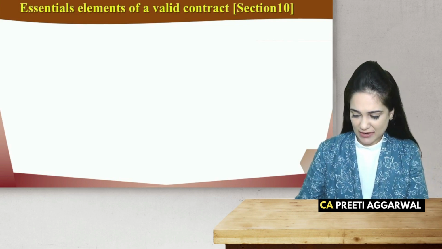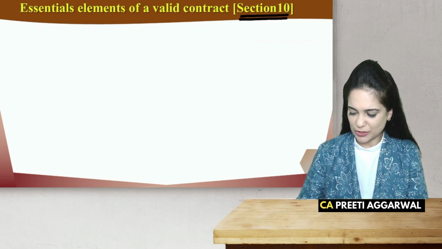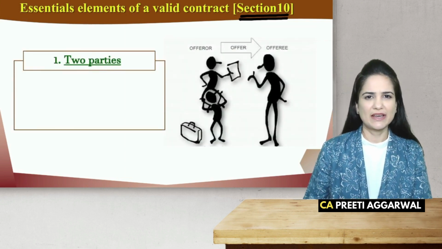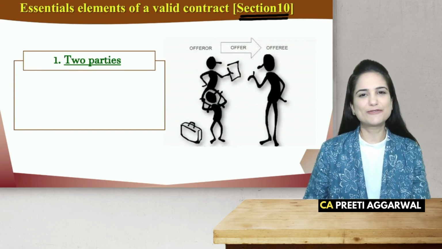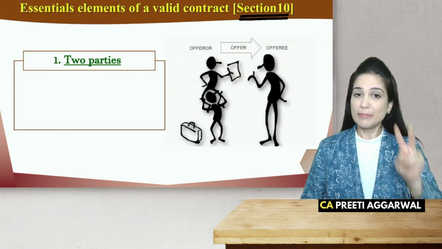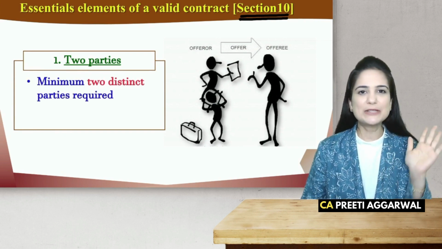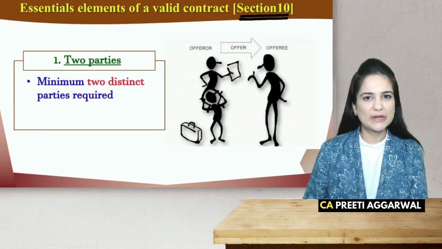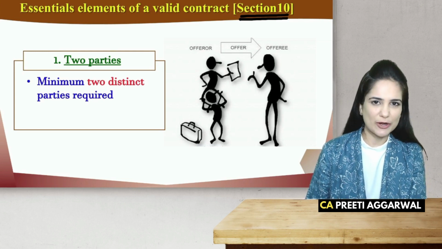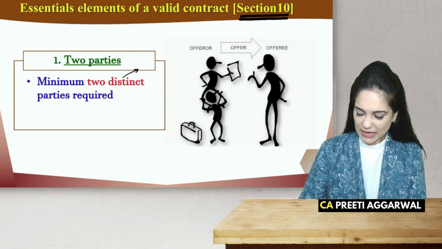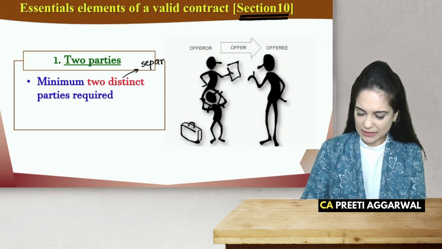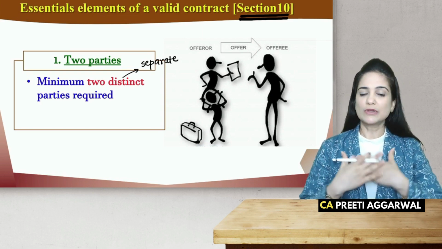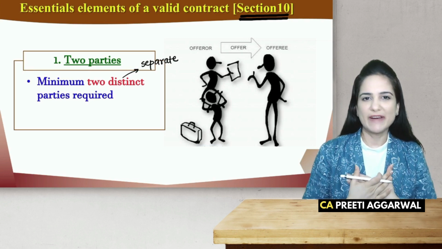Section number 10 is very important for us. Yes, we need to remember this. The first essential element is that we need two parties to form a valid contract. So minimum two distinct parties. See, I've also highlighted the keywords. I need minimum two distinct parties to form a valid contract. Now, what is the meaning of the word distinct? Distinct means separate. I need two separate parties to form a valid contract.